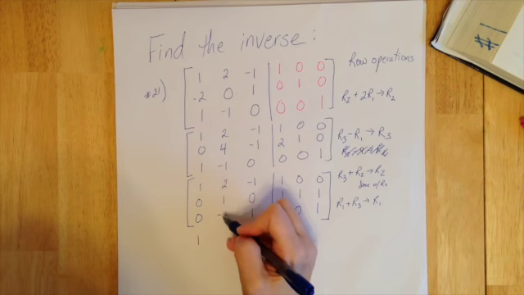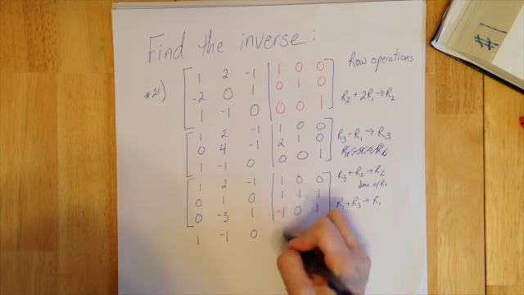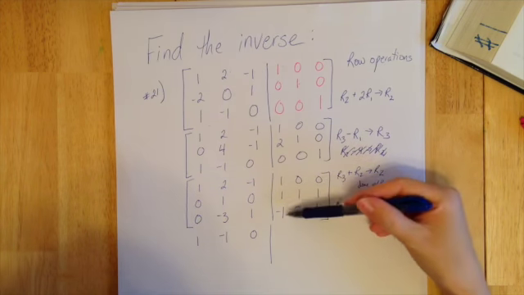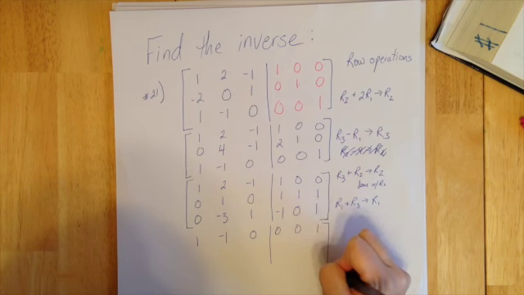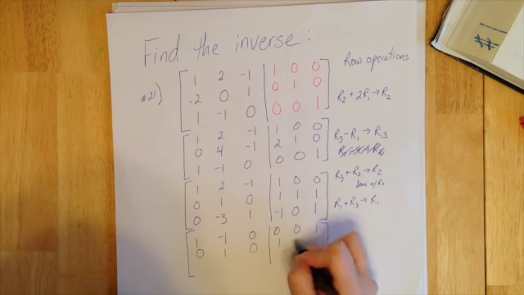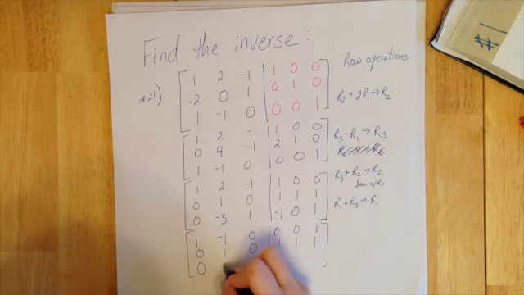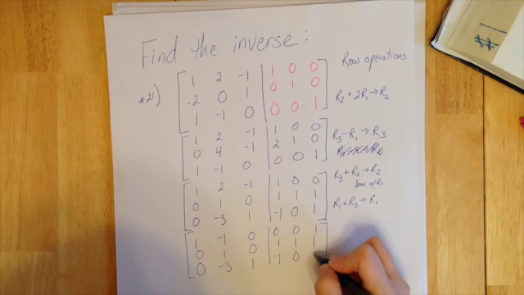When I add those, I get 1, -1, 0. Then the 1 and -1 is 0. 0 and 0 is 0. 0 and 1 is 1. My second row is still good. 1, 1, 1. And I'm going to rewrite the third row because I haven't done anything to it yet.